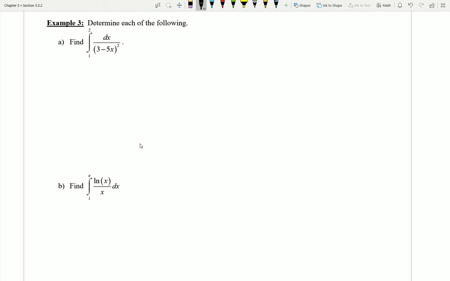So go ahead, pause the video here, try to work through parts A through C, at least a little bit on each of them, if not all the way, and then you can unpause the video to see some additional hints as to what you could use for good substitutions.